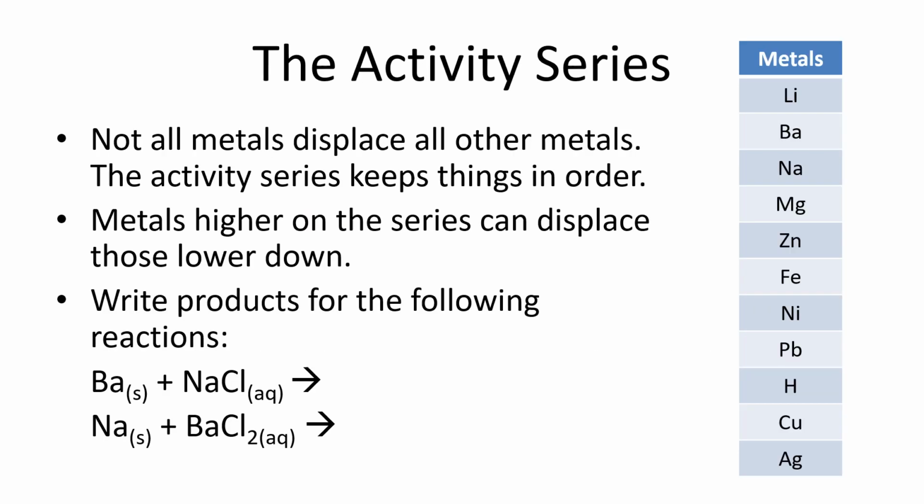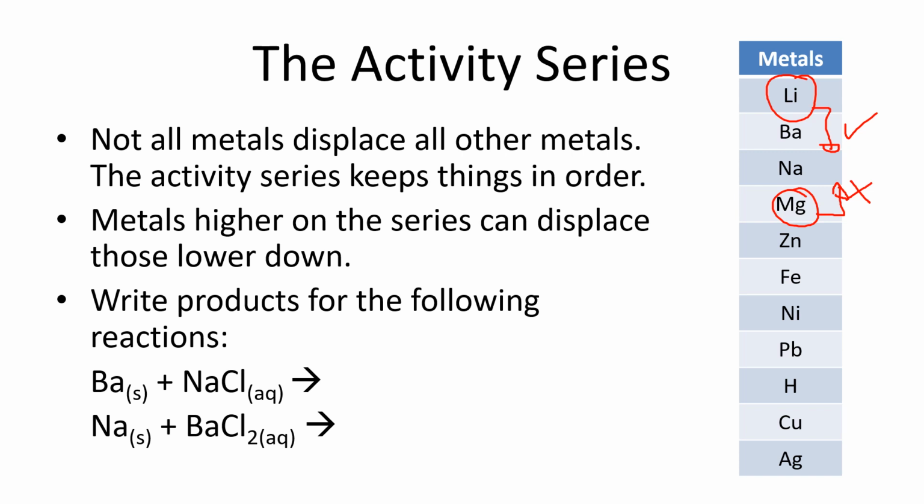So in order to determine whether or not a single displacement occurs, we're going to use what's called the activity series. And basically it's just a list of elements in order of reactivity, with the ones at the top being the most reactive, and they can displace everything below them. And the ones that are lower down, they cannot displace those that are above, right? So you can displace things that are below but not above.